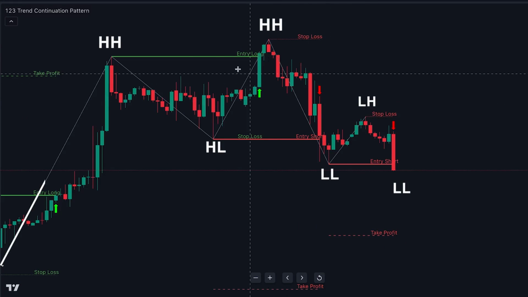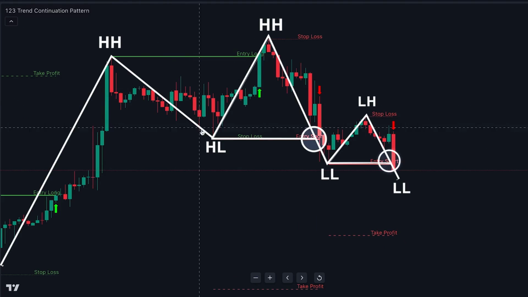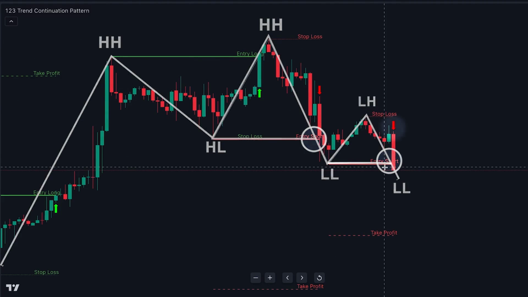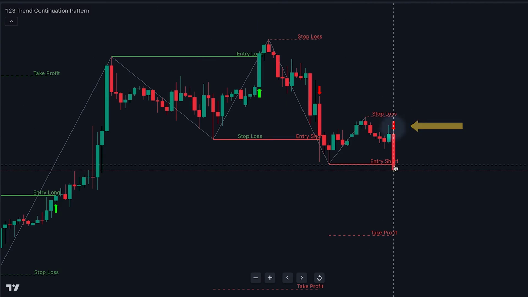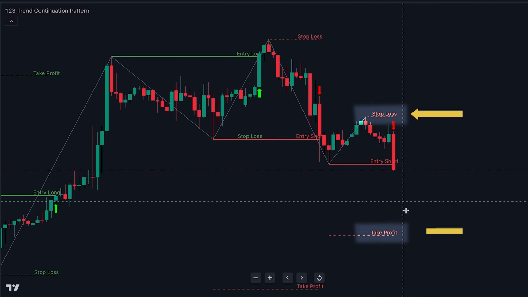Sell positions are plotted when the market breaks an uptrend structure and starts to make lower lows. When the price breaks a lower low, a sell entry label is plotted with stops above the lower high and a take profit that is 1.5 times the stop loss.